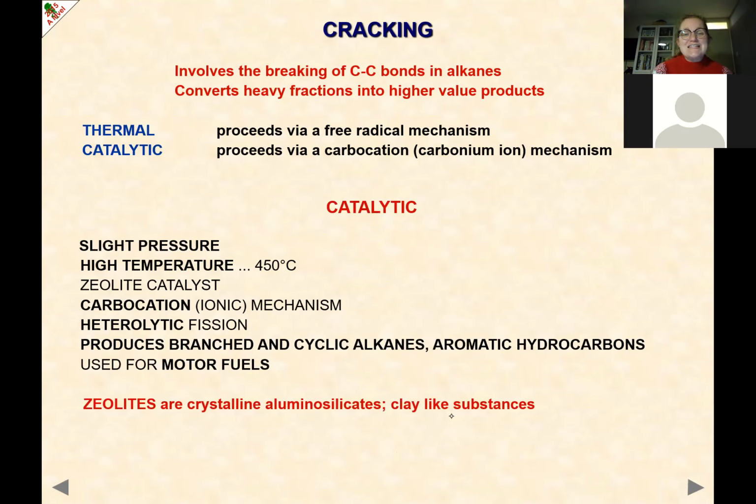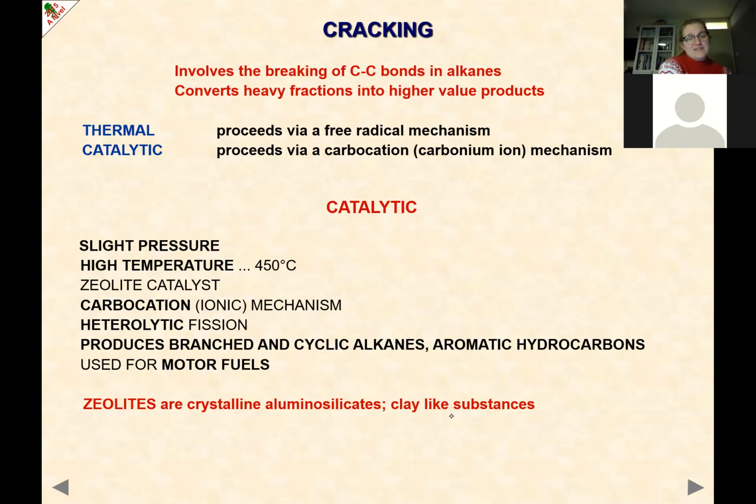If we use catalytic cracking, we don't need very high pressure, but we do need high temperature. We use a zeolite catalyst. Our carbocation is our mechanism. We use heterolytic fission, so that's obviously going to make that unequal split. So we're going to produce branched and cyclical alkanes, aromatic hydrocarbons, and we're going to use this for motor fuel.